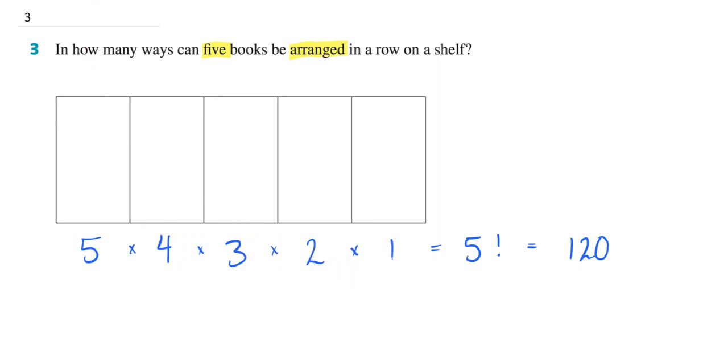So your answer is going to be, in how many ways can 5 books be arranged in a row on a shelf? There are 120 different arrangements of those 5 books.